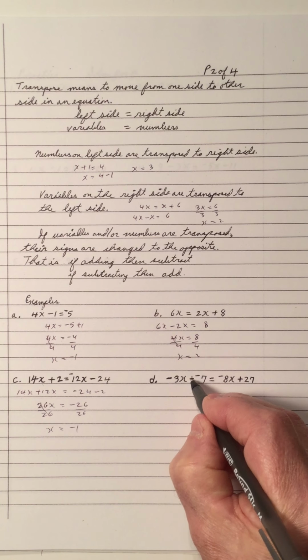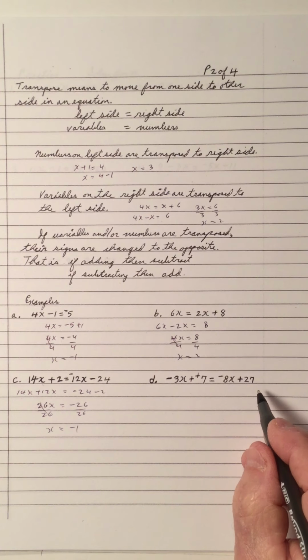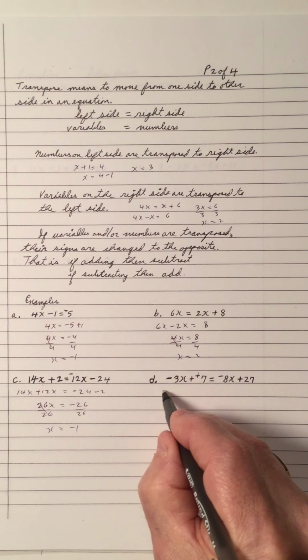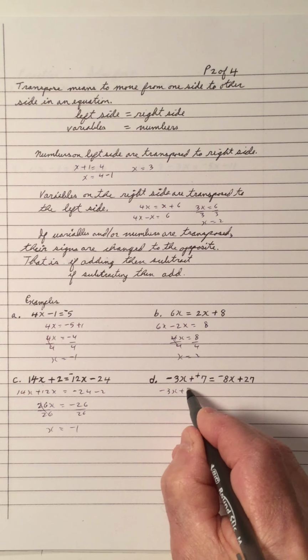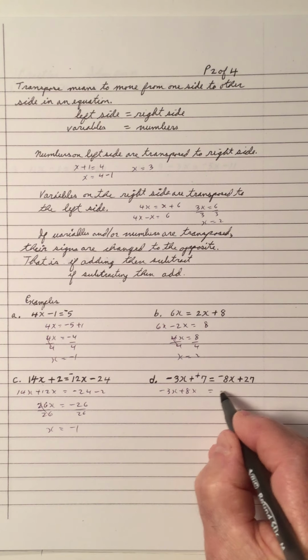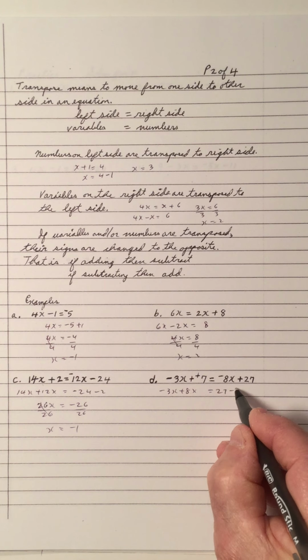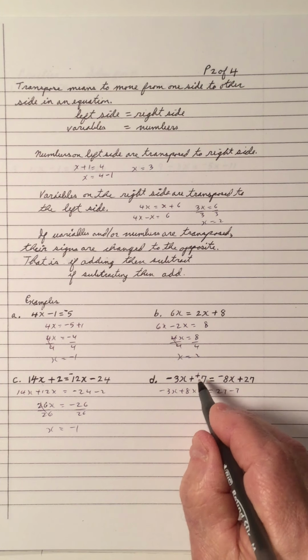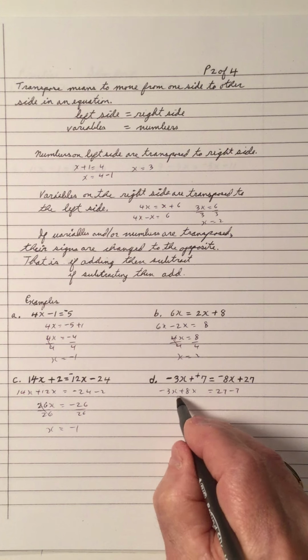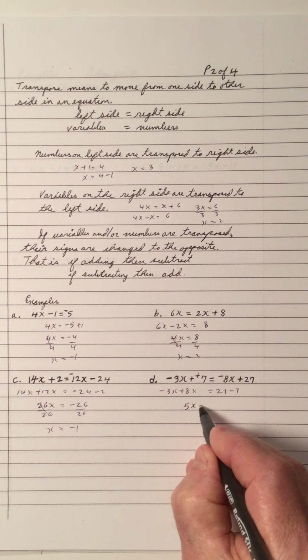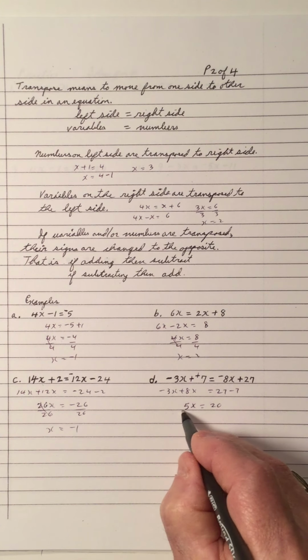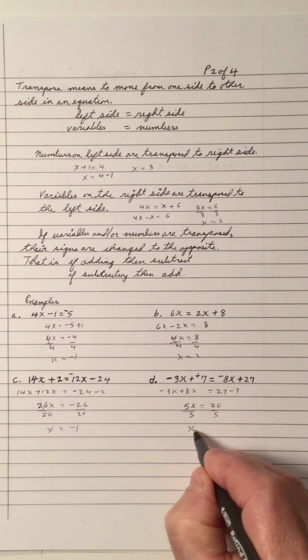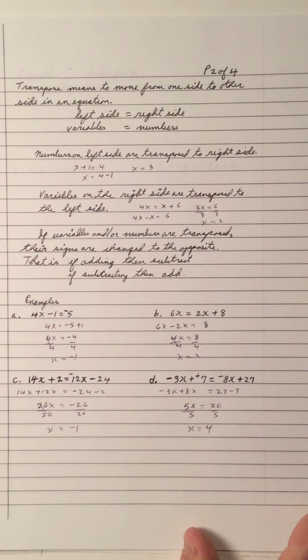Double negative, always change double negative to a positive. So minus 8 becomes a plus 8. Plus 7 becomes a minus 7. So the minus becomes a plus, the plus becomes a minus. Add these up, I get 5x equals 20. Divide by 5. x equals 4.